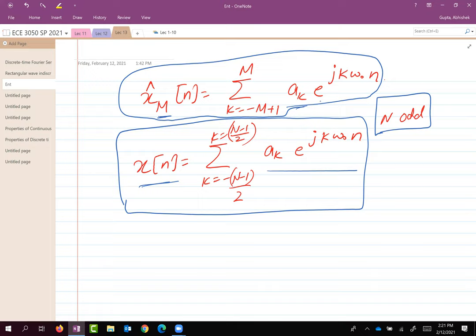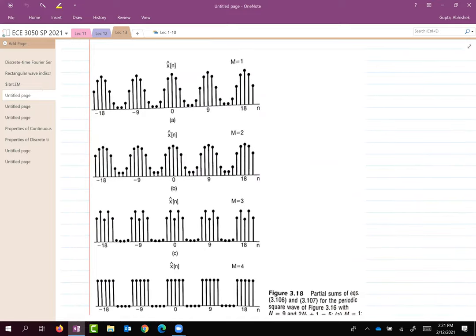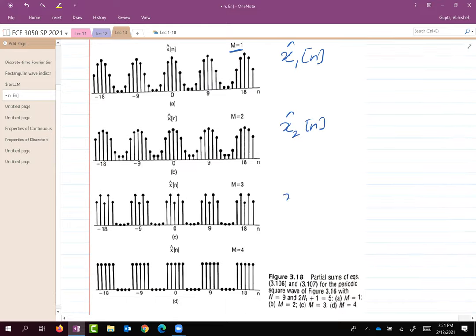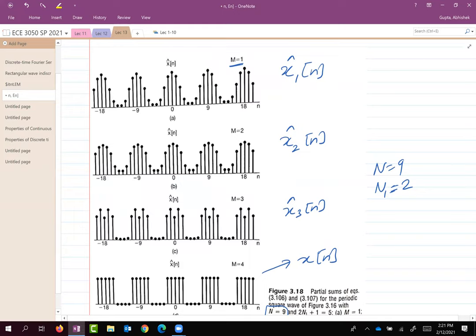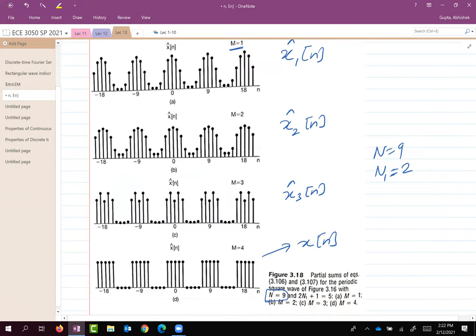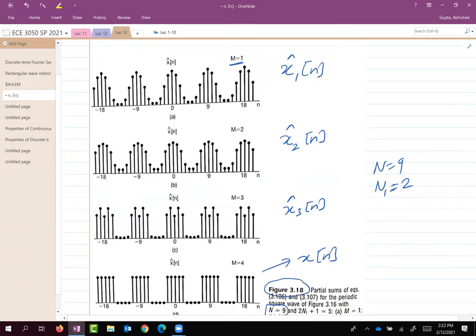Now let's see what happens when you actually plot x hat M versus x[n]. So this is x hat 1[n], where you take M equals 1. This is x hat 2[n]. This is x hat 3[n]. And this is x[n]. This is the case when N equals 9 and N1 is equal to 2. Are these graphs available on Canvas? This is not on Canvas. This is from the book, figure 3.18, page 220.